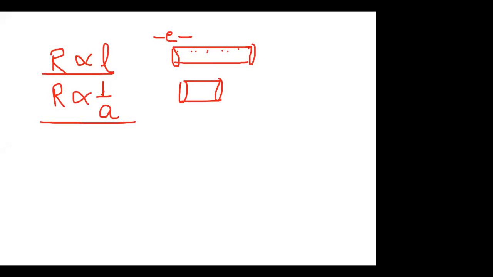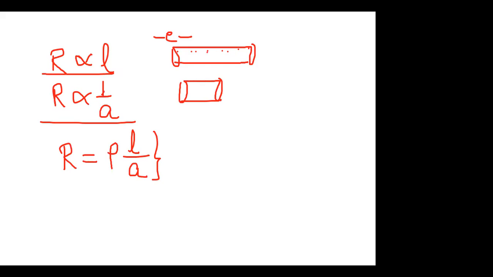However, we have to understand one more term here. If we want to remove the proportionality sign, then R is equal to rho L by A. L by A is considered to be the cell constant, so R is equal to rho into L by A. This rho is defined as the specific resistance.